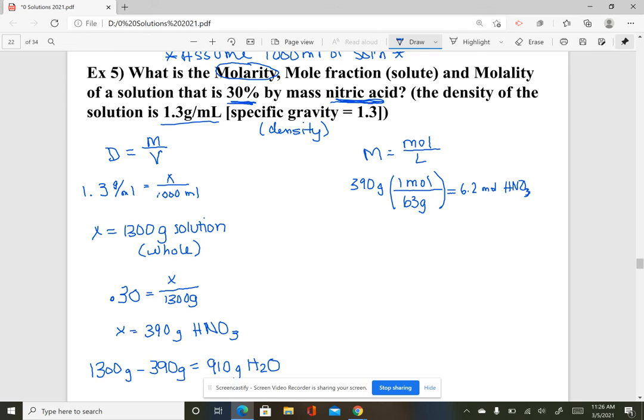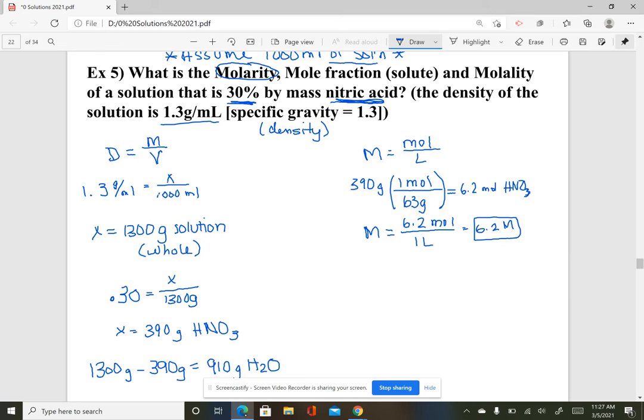All right. So guys, now I can go ahead and say the molarity is going to be 6.2 moles. Now, guys, I said in the beginning, we're assuming that my solution is 1,000 milliliters. For molarity, I have to convert that into liters. So 1,000 milliliters is 1 liter. And I get 6.2 as my molarity. All right, so molarity is done.